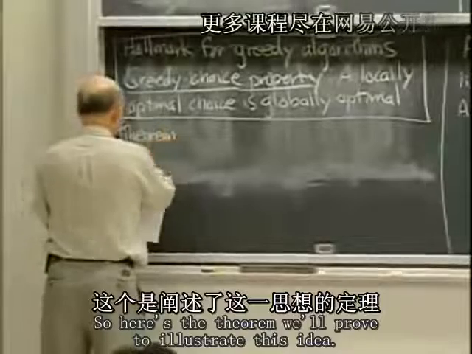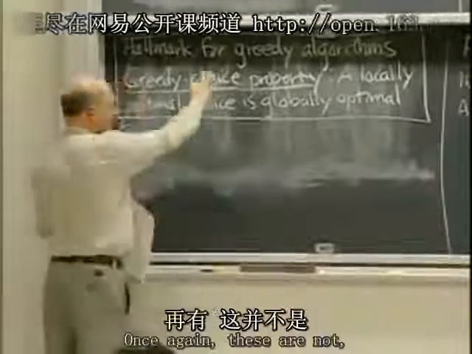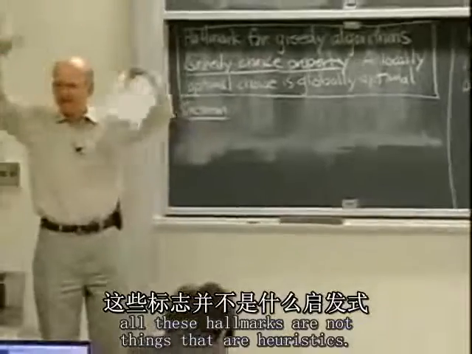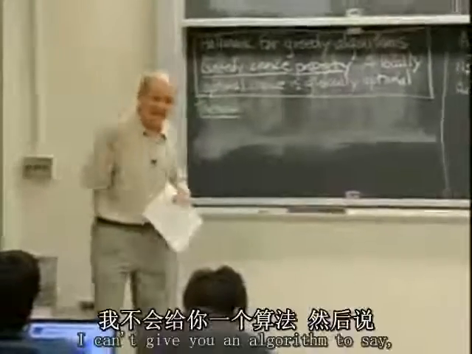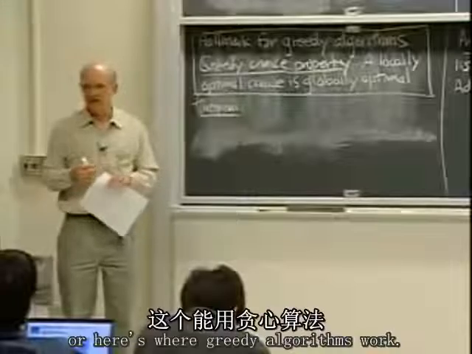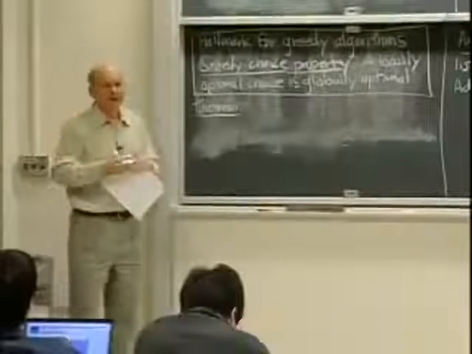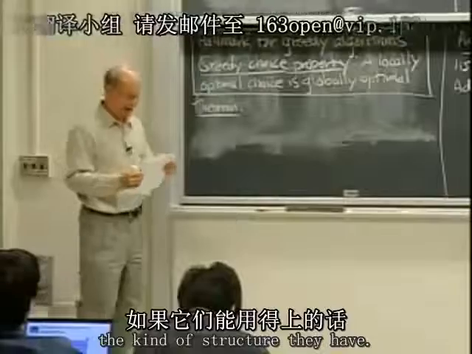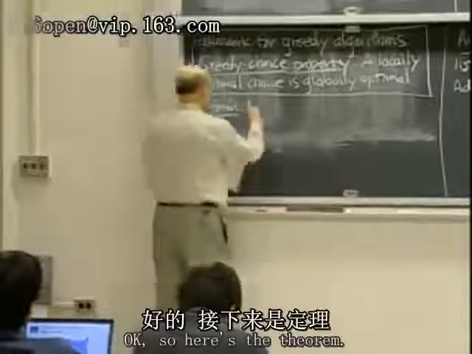to illustrate this idea. Once again, all these hallmarks are not things, they're heuristics. I can't give you an algorithm to say, here's where dynamic programming works, or here's where greedy algorithms work. But I can sort of indicate when they work, the kind of structure they have. Okay? So here's the theorem.